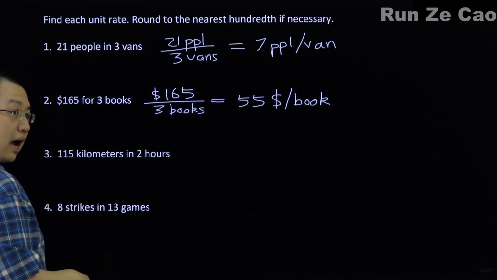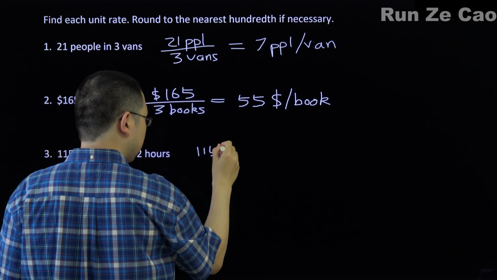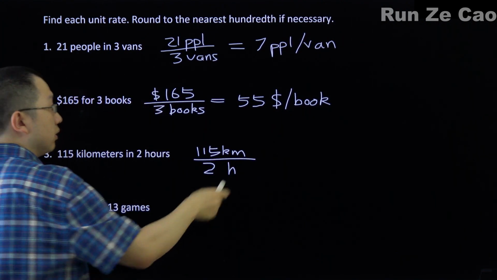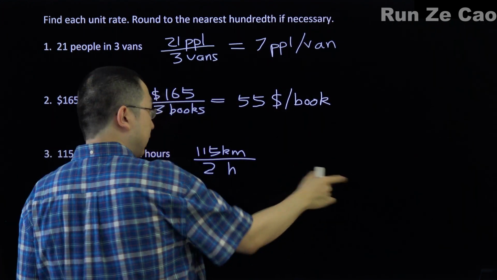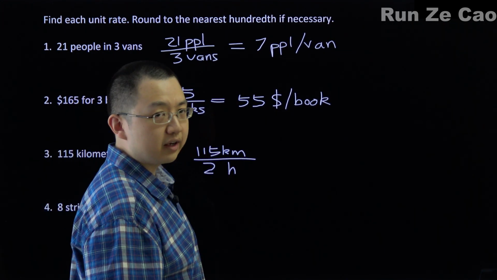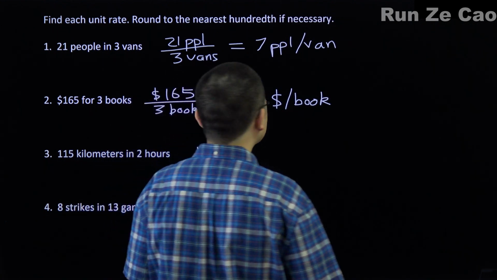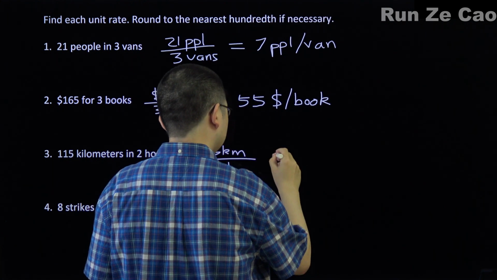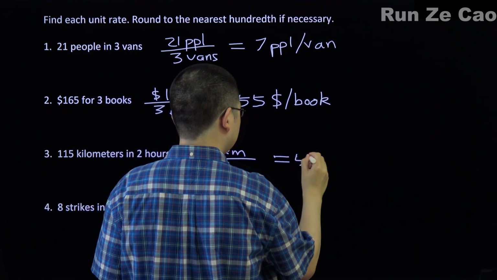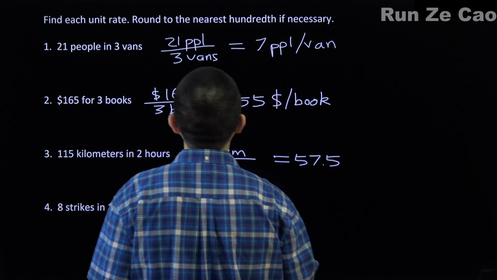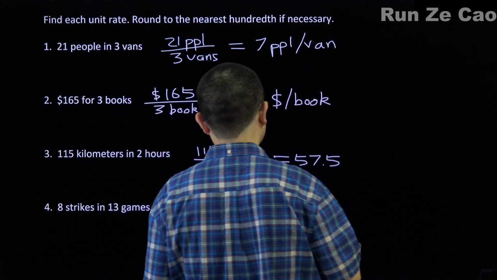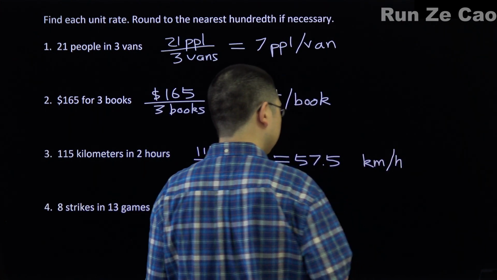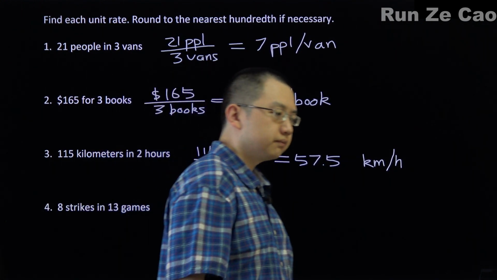115 kilometers in 2 hours. Well, that's 115 kilometers over 2 hours. So the units, you give them to the side, where the numerical part you just divide to find your unit rate. So this is going to be equal to 57.5. Nearest hundredths, so 2 decimal places if necessary. This is just 1, no need to round. This is kilometers per hour.